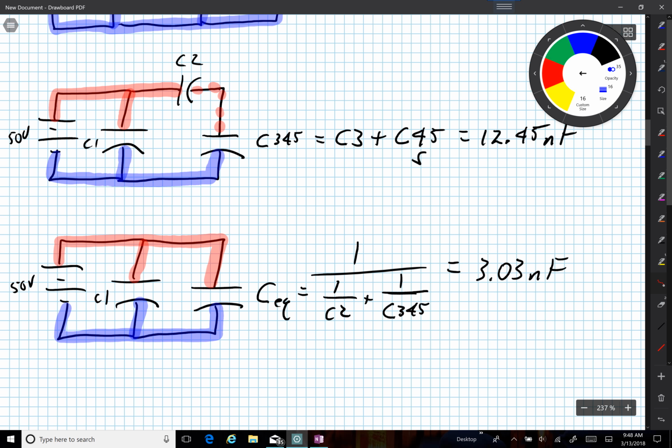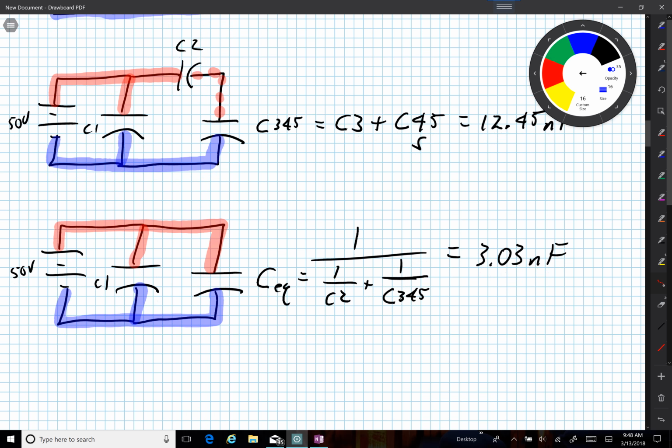And now I know the voltage across. It's solid blue, solid red, and I know that because it's the same as the battery. That's 50 volts. So this equivalent capacitor, that's 3 nanofarads big, has 50 volts across it. So I can figure out the charge on that.